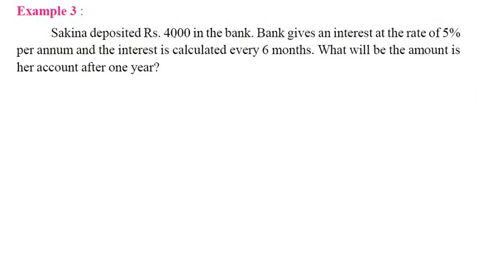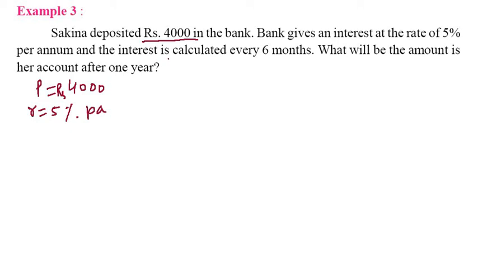Sakina deposits rupees 4,000 in the bank. This 4,000 in the bank is the principal, and principal is denoted by P. P is equal to 4,000 rupees. So you have to write here rupees. The bank gives an interest at the rate of 5%. So R is given as 5%. And per annum, so you can write here PA.